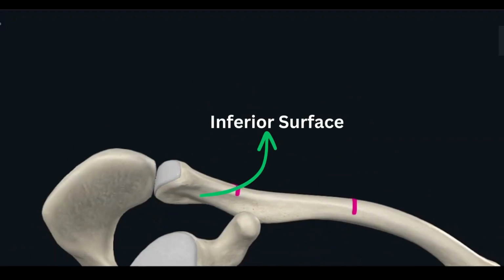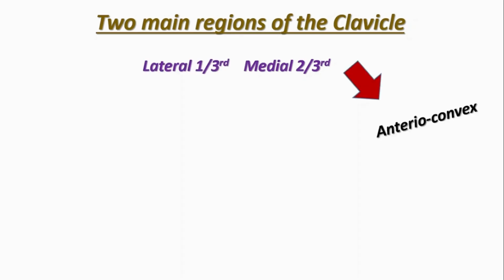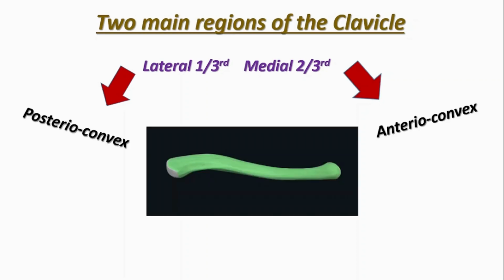superior surface and inferior surface. As we have discussed in our previous animation, clavicle has two main regions, that is medial 2/3 and lateral 1/3. Medial 2/3 is anterior convex and lateral 1/3 is posterior convex. This is the clavicle bone, which we have seen in detail in the previous animation.